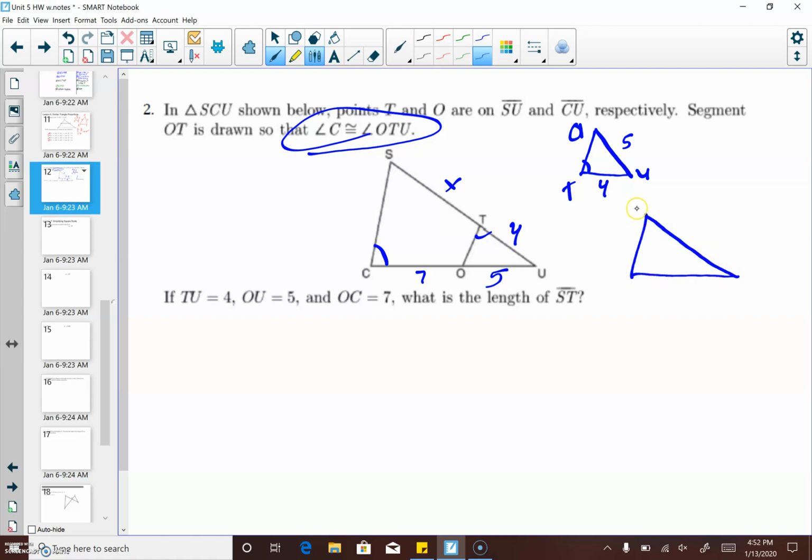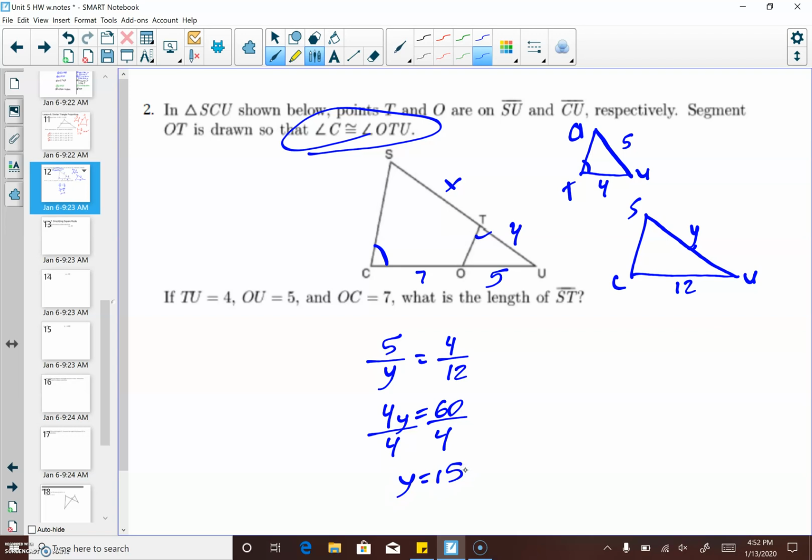Now, when I redraw my bigger triangle, SCU, I need to account for the fact that the 7 and the 5 didn't move. It's still 12 on the bottom. And then for SU, I can either go x plus 4 or I'm going to call it y. I like to call them different letters because this way it makes the cross multiplication a little bit easier. I don't have to distribute or anything like that. So now if I look at my setup here, I can do 5 over y equals 4 over 12. I cross multiply, 4y equals 60. Divide both sides by 4, and I get that y is 15.